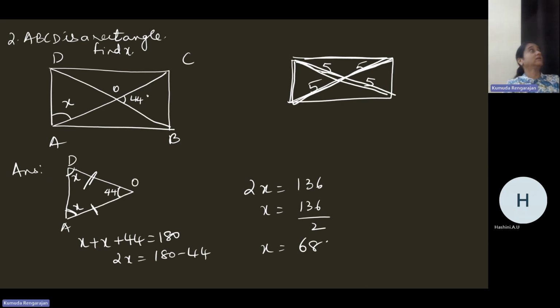So in a rectangle, diagonals are equal and they bisect each other. That means all those 4 pieces are equal, which makes this one an isosceles triangle. So, appa idu x na idu x. Okay, this understood, right? Next one.